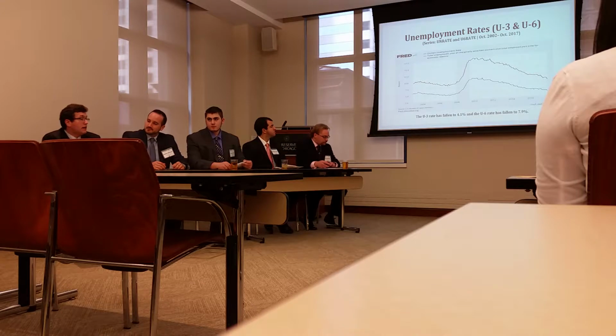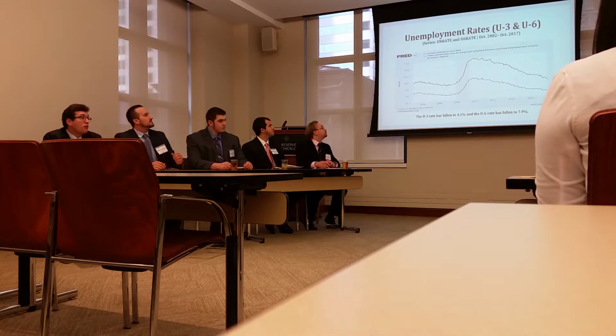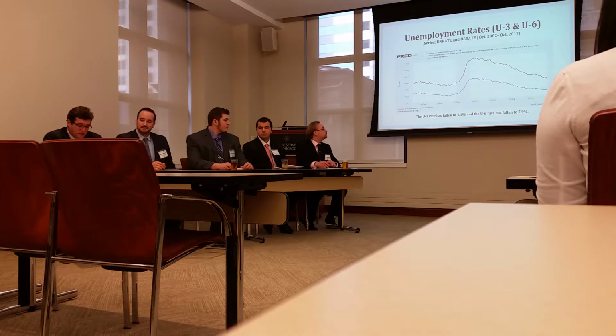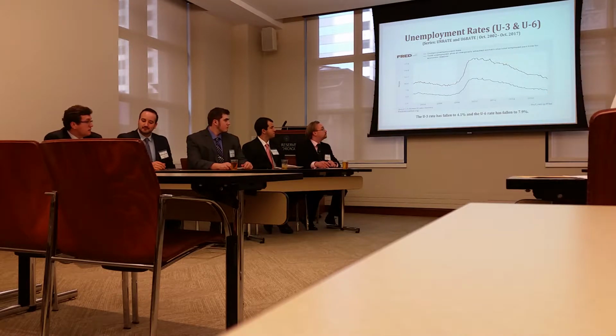Currently, the U3 or headline unemployment rate sits at 4.1%. It has been in the 4.1 to 4.9% range over the past year and has overall been trending downward since the Great Recession. It is also near the theoretical natural rate of unemployment, which means that the economy is near or at full employment. The U6 rate is currently at 7.9% and has also been in a downward trend since the Great Recession. The U6 rate is worth noting because on top of the U3 rate, the U6 rate takes into account those marginally attached to the workforce and the underemployed.